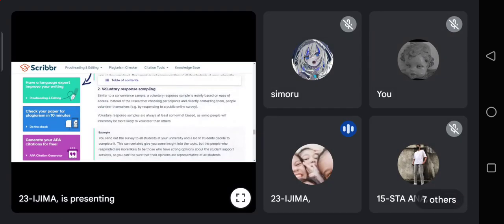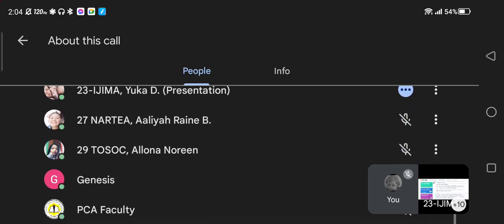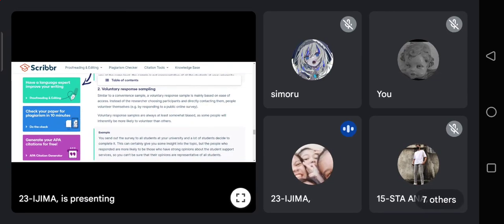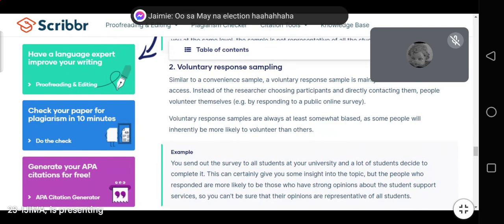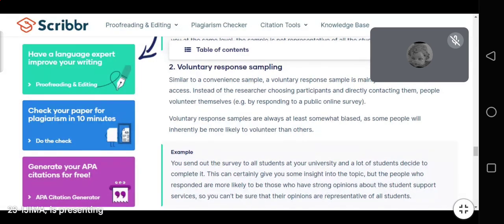The number two is voluntary response sampling. Voluntary response sampling is kind of similar to a convenience sample. It is mainly based on ease of access. Instead of the researcher choosing participants and directly contacting them, people volunteer themselves. So in short, people volunteer to answer survey questions. You don't select them, but they will be the ones who give their answers to you.